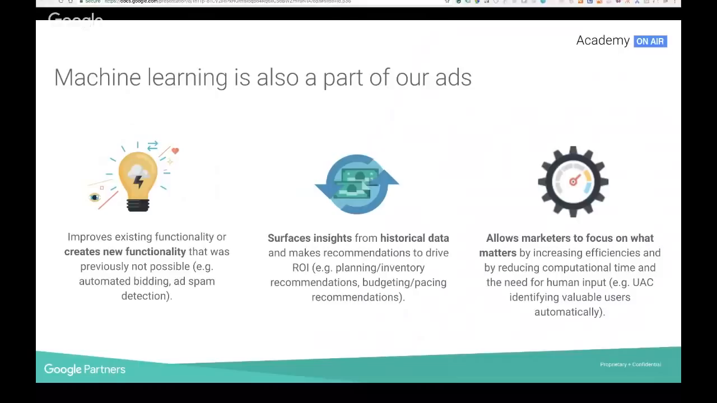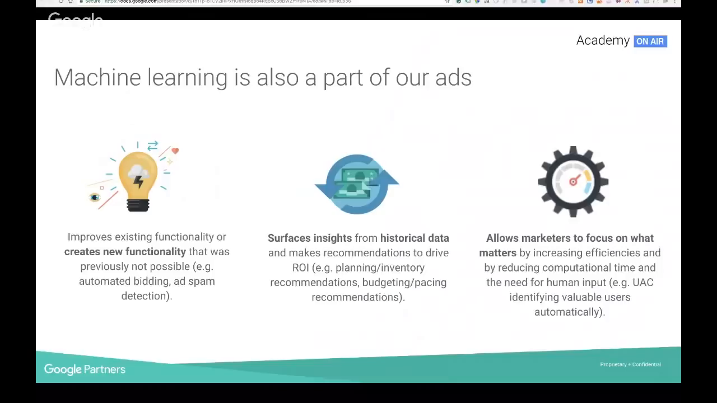The second piece is surfacing insights from historical data. So for example, in our planning tools, in our recommendations, in our budgeting tools, you will be able to see, hey, this is probably going to cost this and that based on prior experience and historical data, and we will be able to give you that upfront. Right? So you're more certain about which investment to make.